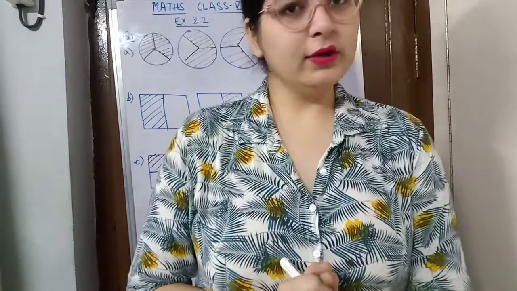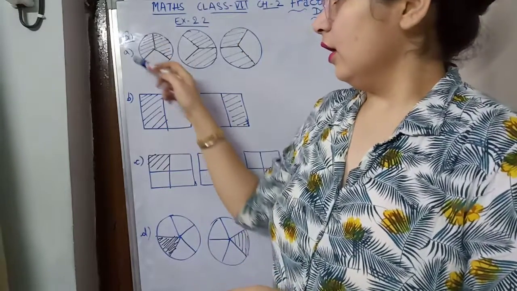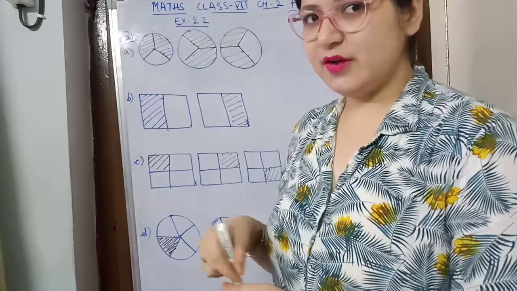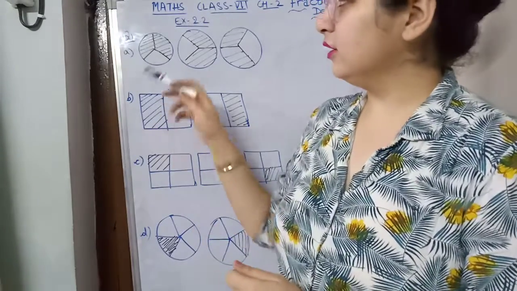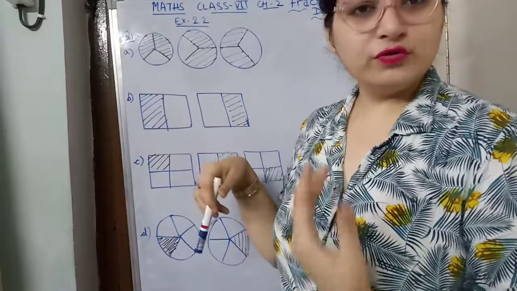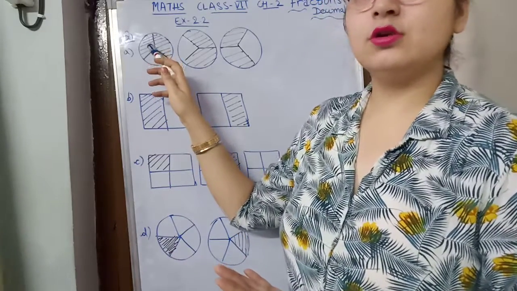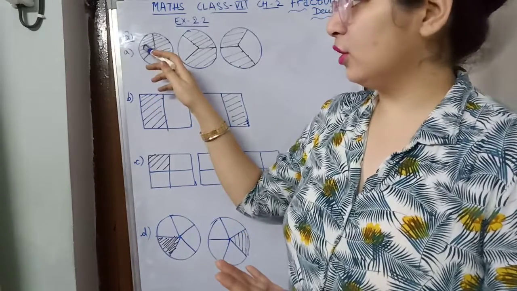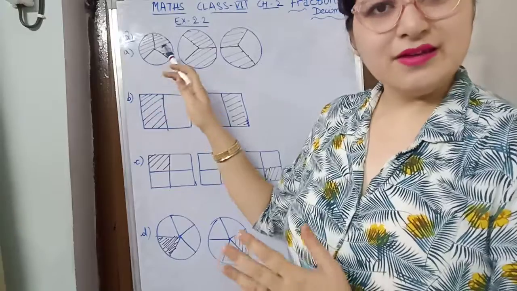In 2.2, what we are going to do is, first of all we will see in how many parts the figure is divided. That number will come in the denominator. If the fraction of the shaded portion is to be found out, then we will write the number of parts shaded upon the total number of parts given in the figure.